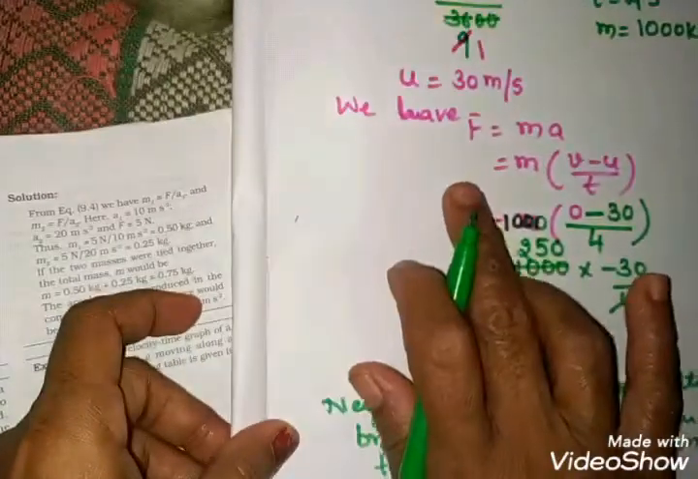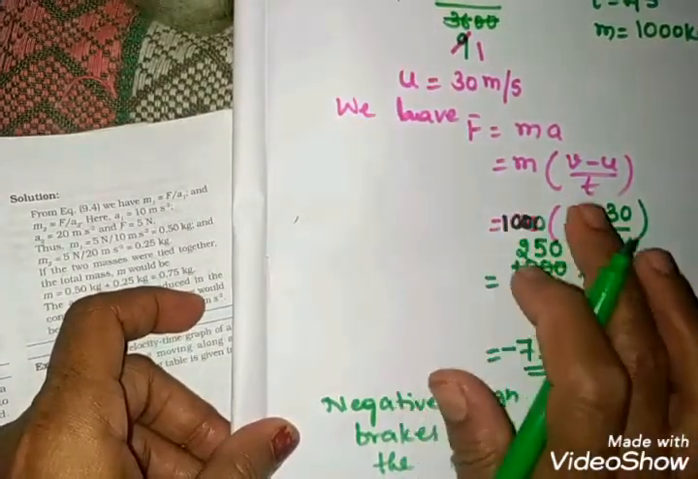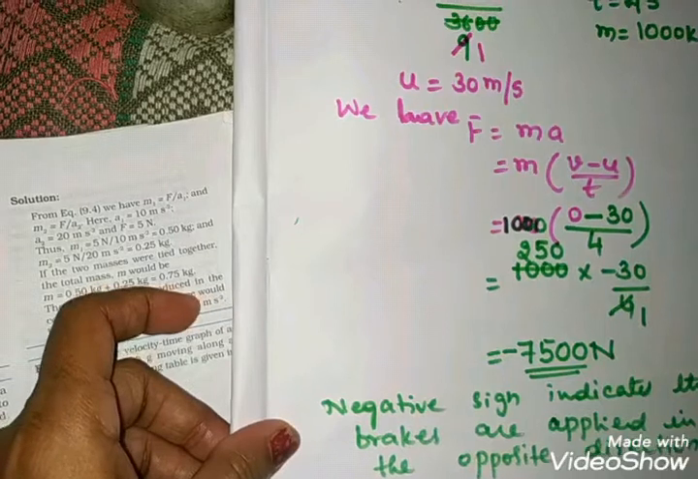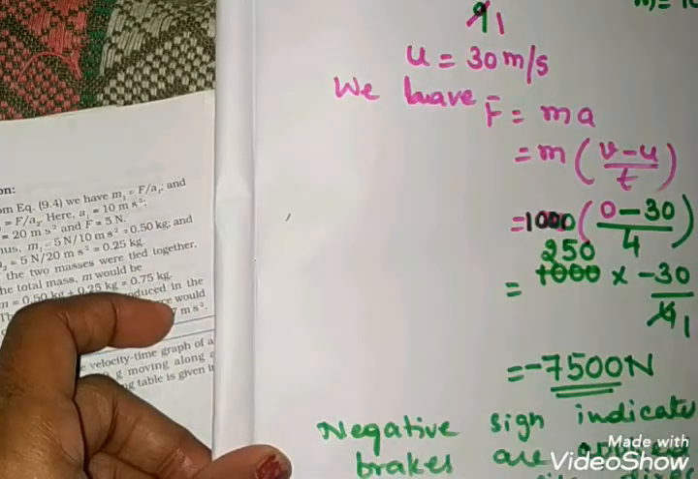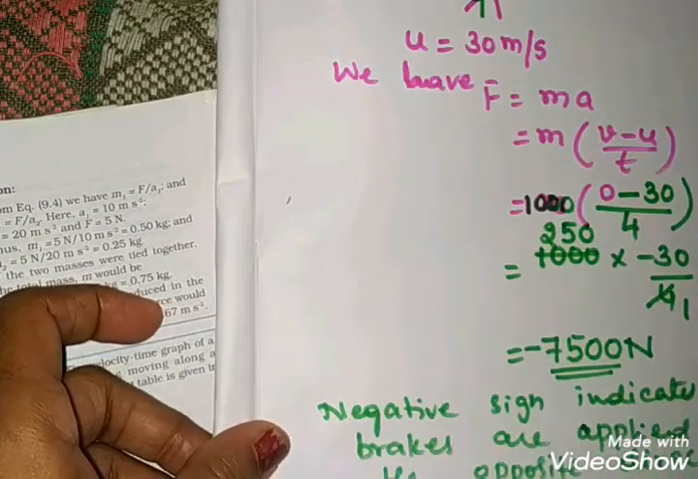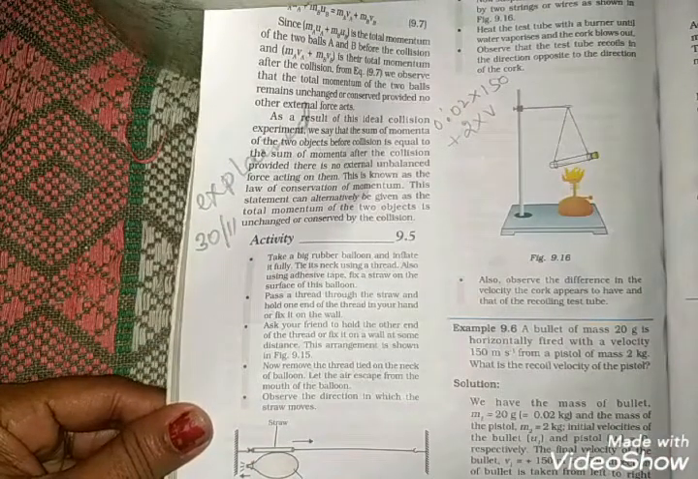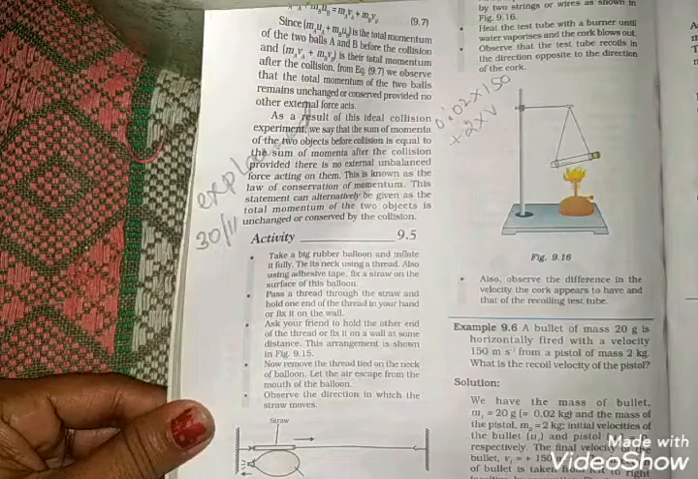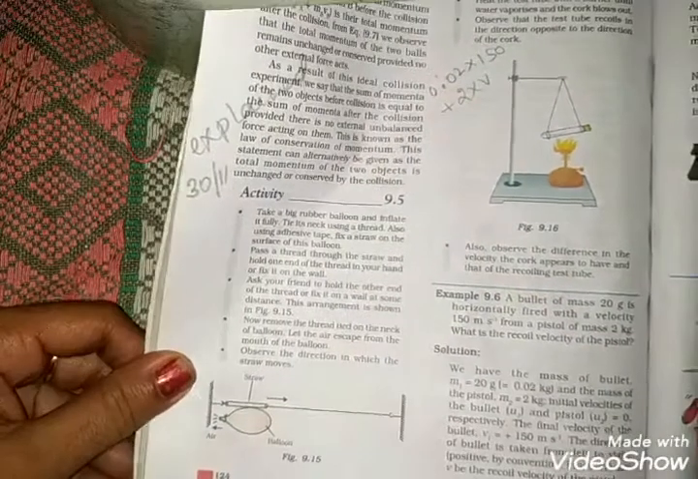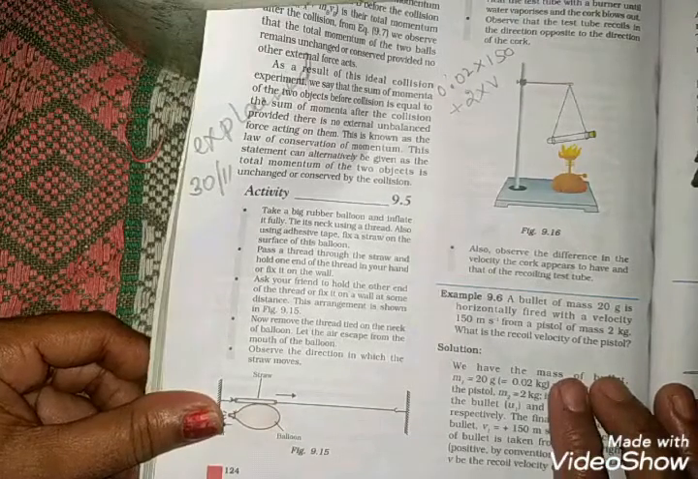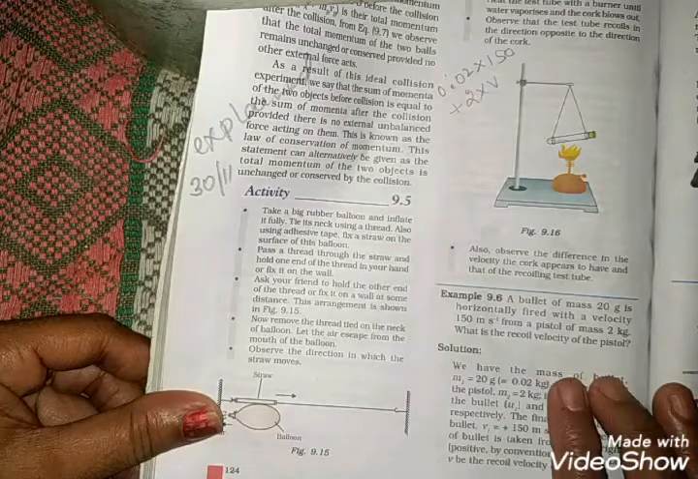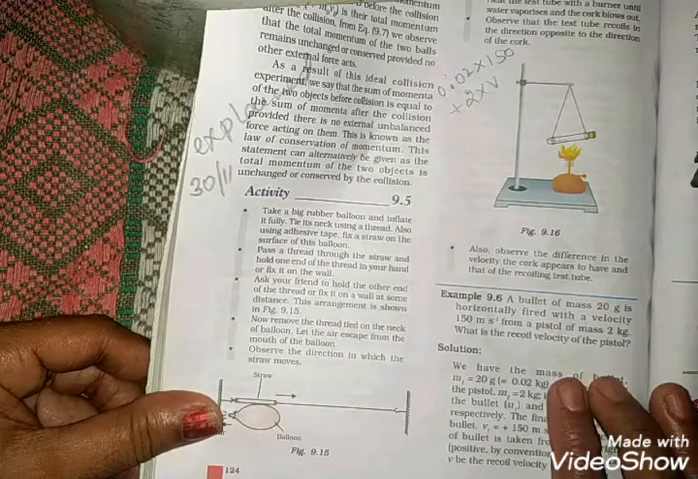Then using the same formula, F is equal to MA, M into (V minus U), like that. I hope you understood, isn't it? Yes. Children, now let us take up the sum related to the conservation of momentum. This is an important sum. A bullet of mass 20 gram is horizontally fired with a velocity of 150 meter per second from a pistol of mass 2 kg. What is the recoil velocity of the pistol?